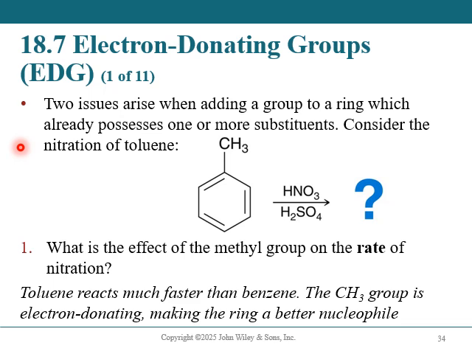For example, toluene here. I try to do a nitration. Will it happen? And if so, will it happen faster? Will it happen slower? Will there be any effect on the regiochemistry of the reaction? These are the things that we'll be trying to answer throughout this section. Toluene reacts much faster than benzene. The methyl group is electron donating, making the ring a better nucleophile. That should give you the first hint as to some of the general rules that we'll see in this section.